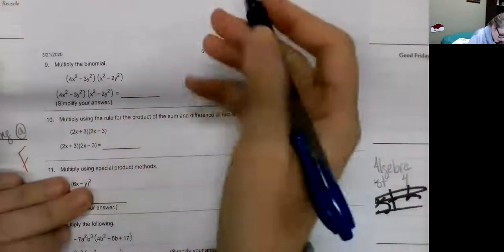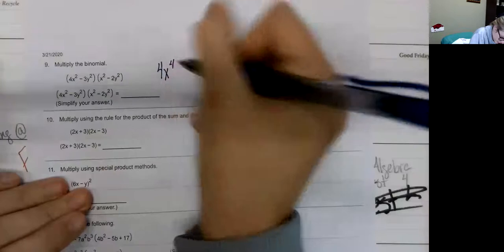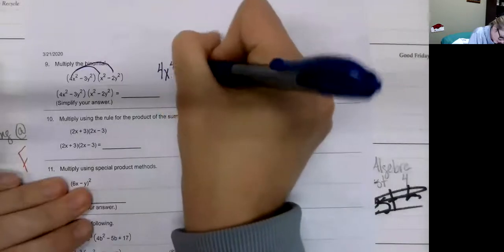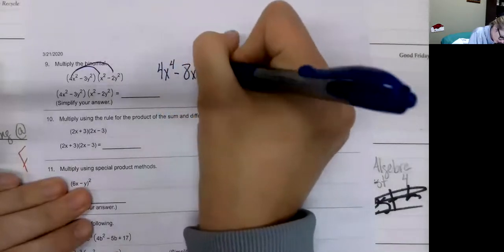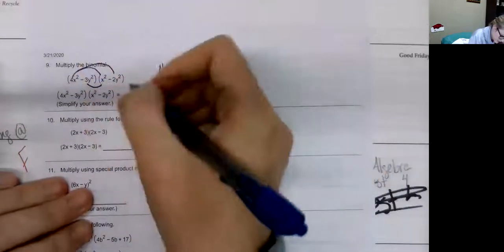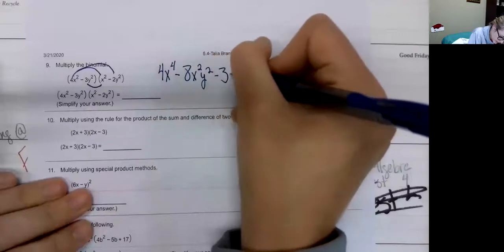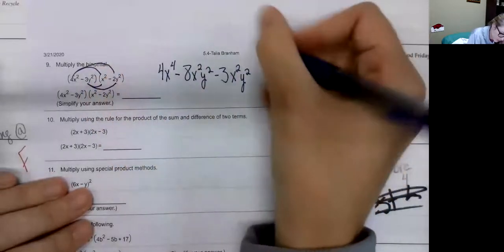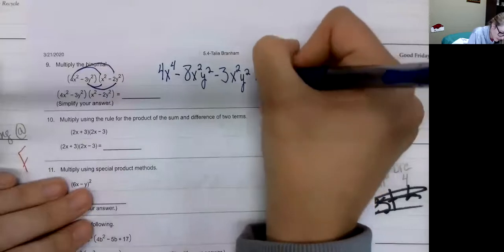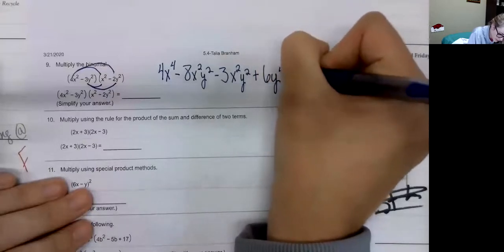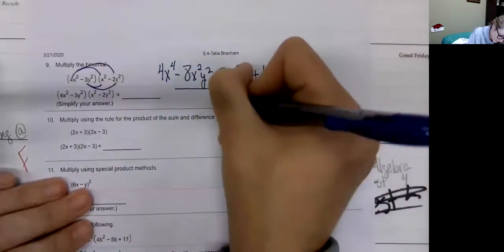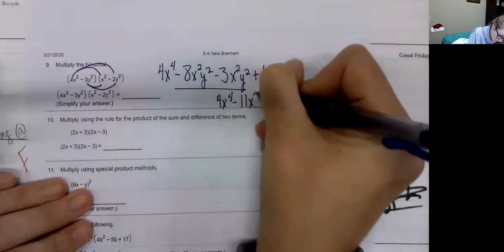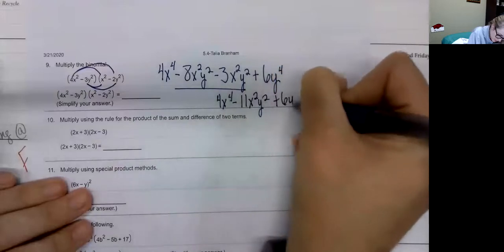Here we have 4x squared times x squared, so we'd get 4x to the fourth first. And then 4x squared times negative 2y squared would be negative 8x squared y squared. Negative 3y squared times x squared, so negative 3x squared y squared. And then negative 3y squared times negative 2, negative times a negative is a positive 6y to the fourth. Combine like terms, so we have 4x to the fourth, they're both negative, so negative 11x squared y squared plus 6y to the fourth.